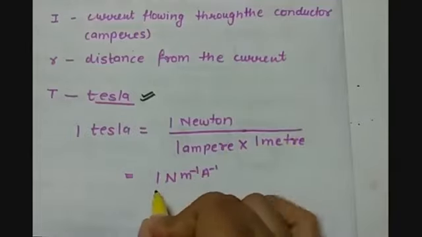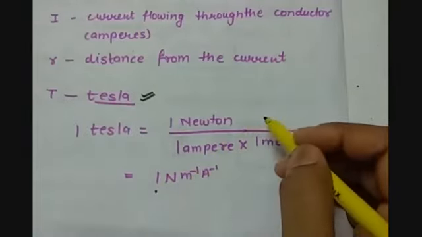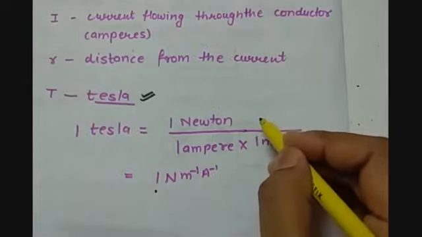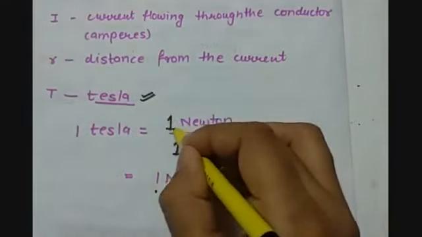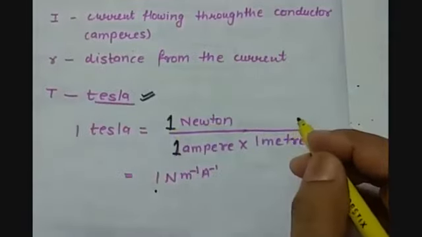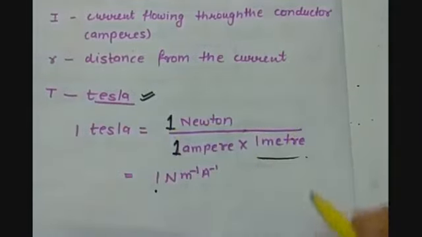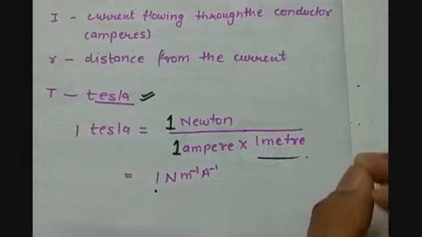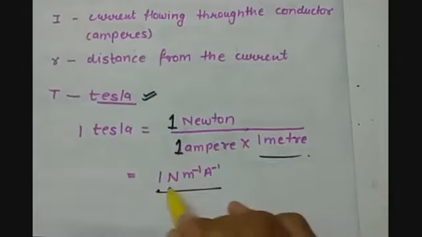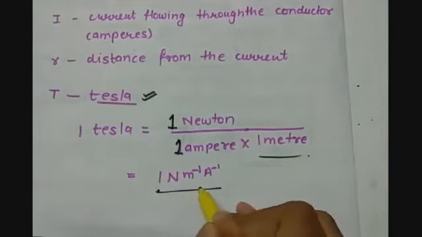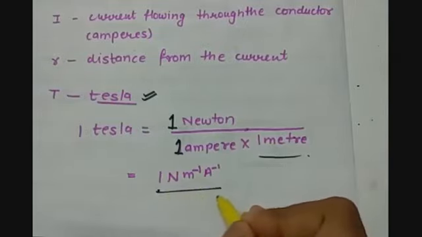So it is when 1 Newton force is felt, when 1 ampere of current is flowing through the circuit and the field is measured at 1 meter distance. So that field strength is known as 1 Tesla. So it can be written as 1 Newton per meter per ampere.